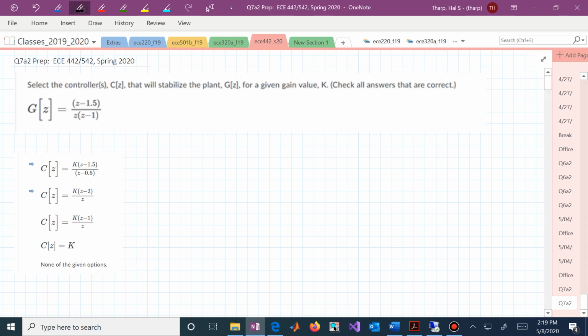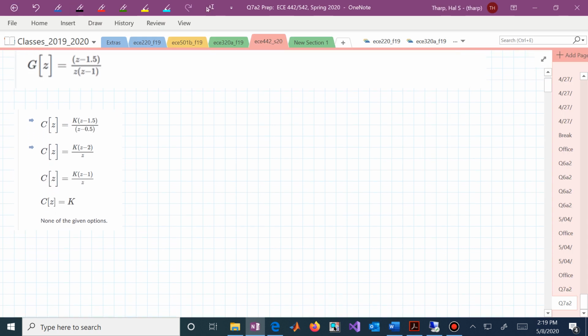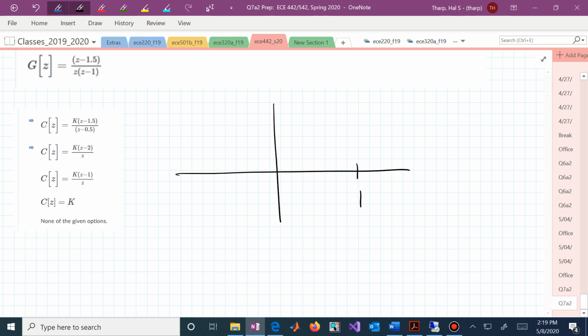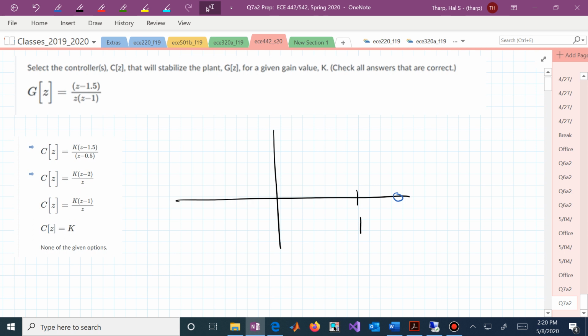And all of these controllers are working with the same plant. The plant has a zero at 1.5. It has a pole at the origin, and it has another pole at 1. So this is actually a non-minimum phase system, and I'm already showing you the answers, so let's try to justify why those top two are indeed valid answers and the bottom two are not.